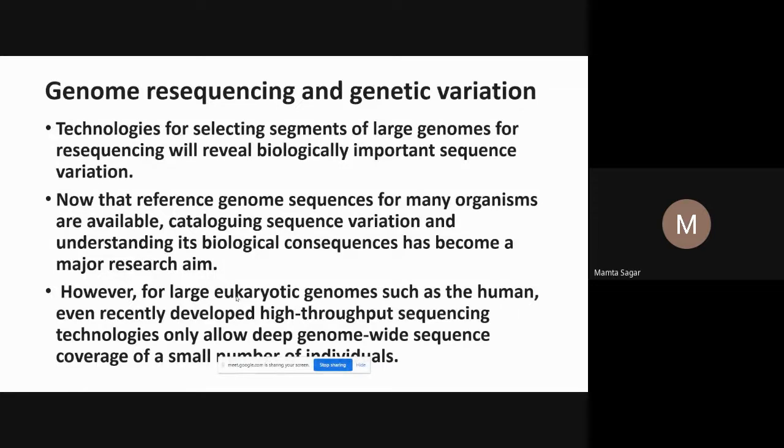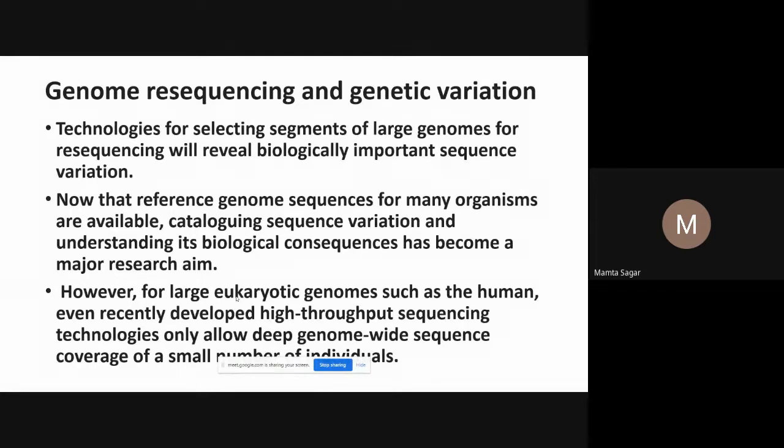However, for large eukaryotic genomes, such as the human, which has a large genome, high throughput sequencing technology allows deep, genome-wide sequence coverage of a small number of individuals. If we want to sequence the whole genome, only a small number of individuals can be sequenced, because it is a very difficult process.